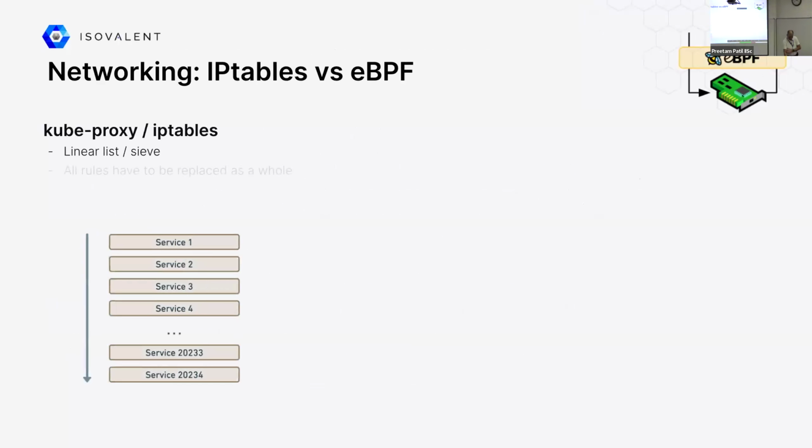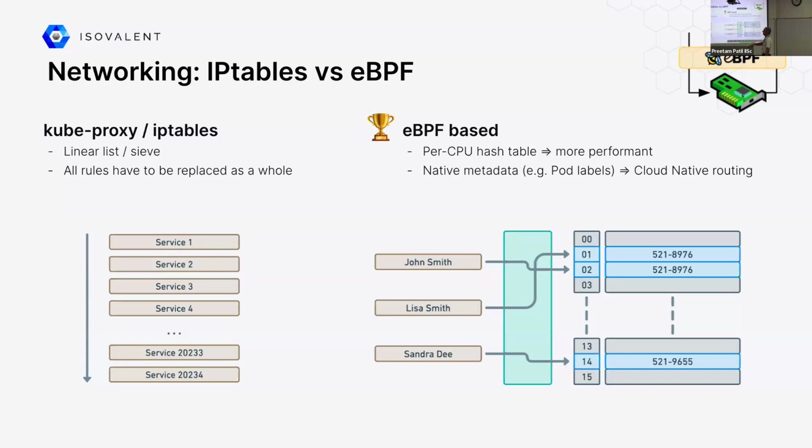Yeah, this is something that we've already talked about. I'll skip this one. So this is one thing. It's a per CPU hash table, which is highly performing rather than something which is totally linear. And the moment you add something, from an IP tables perspective, all rules have to be replaced, at a massive giant scale, which just starts offloading services.